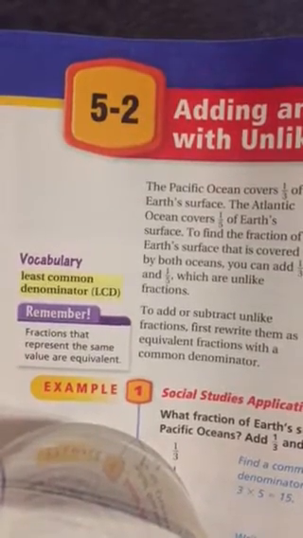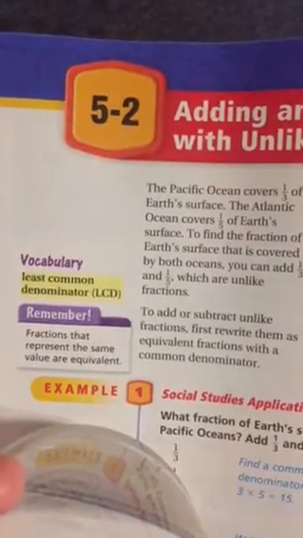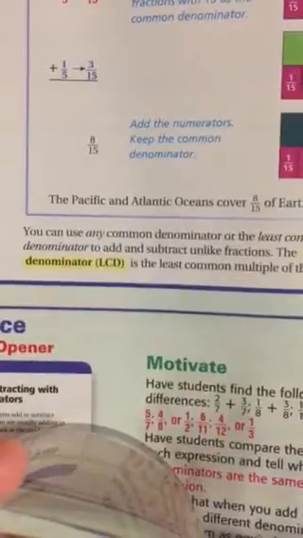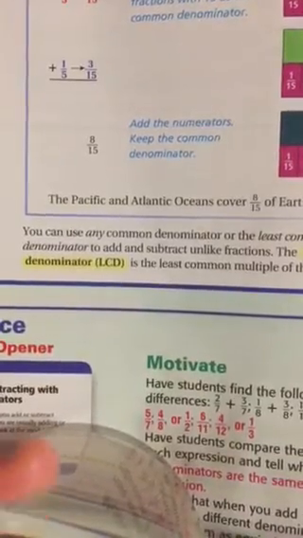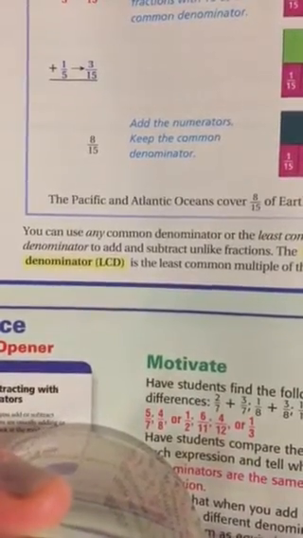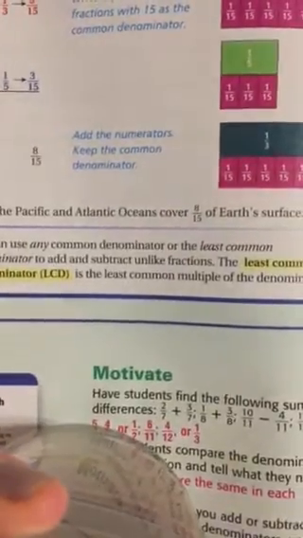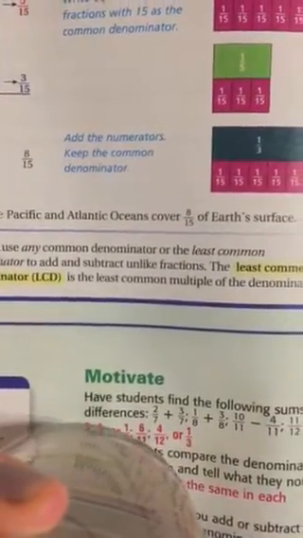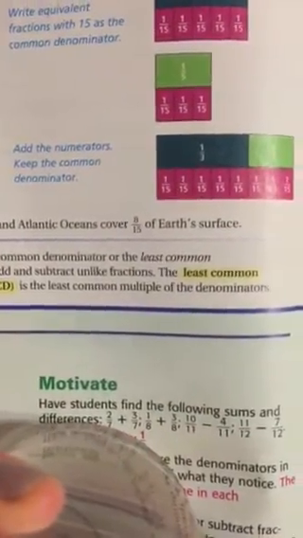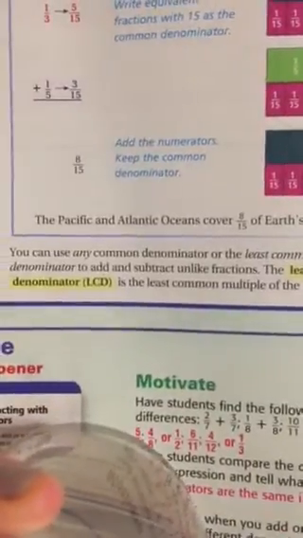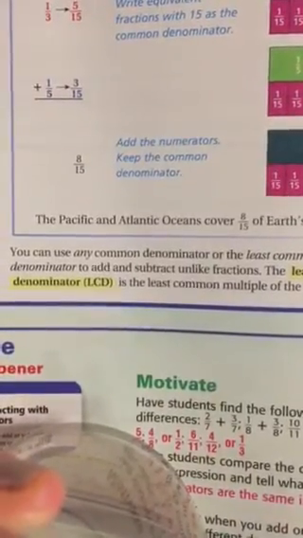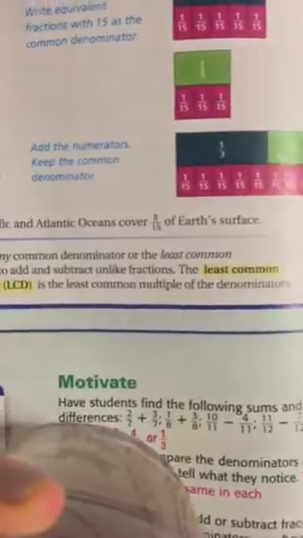This is video 2. We are now at the bottom of page 198, finishing up lesson 5-2. And I want us to read what's at the bottom of this page, and I'll move my phone as we go. You can use any common denominator or the least common denominator to add and subtract unlike fractions. The least common denominator, LCD, which I introduced you to in the last video, is the least common multiple of the denominators.